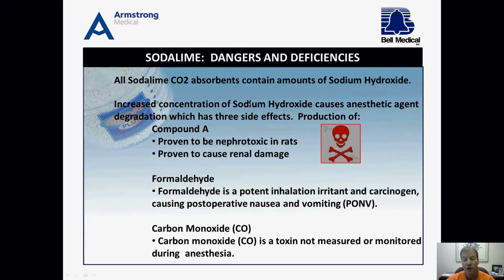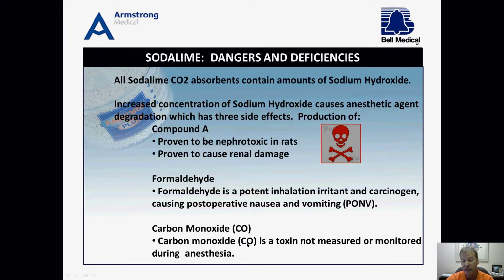So basically, when you have increased concentrations of sodium hydroxide, you have maybe 3%, but as the moisture goes out, that percentage goes up. That creates 3 side effects, 3 toxins that can be produced. Compound A, which is damaging to our liver. Formaldehyde, which is an irritant, so it causes vomiting and nausea. We've all smelled formaldehyde when we were in biology class dissecting a frog, and to breathe that directly can cause nausea and vomiting in the PACU or in the recovery room.